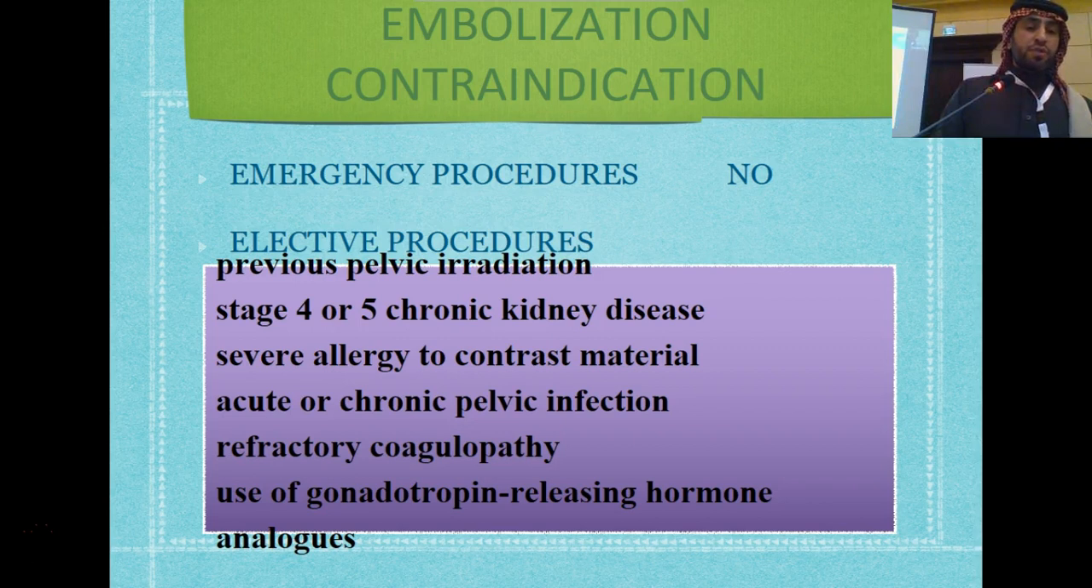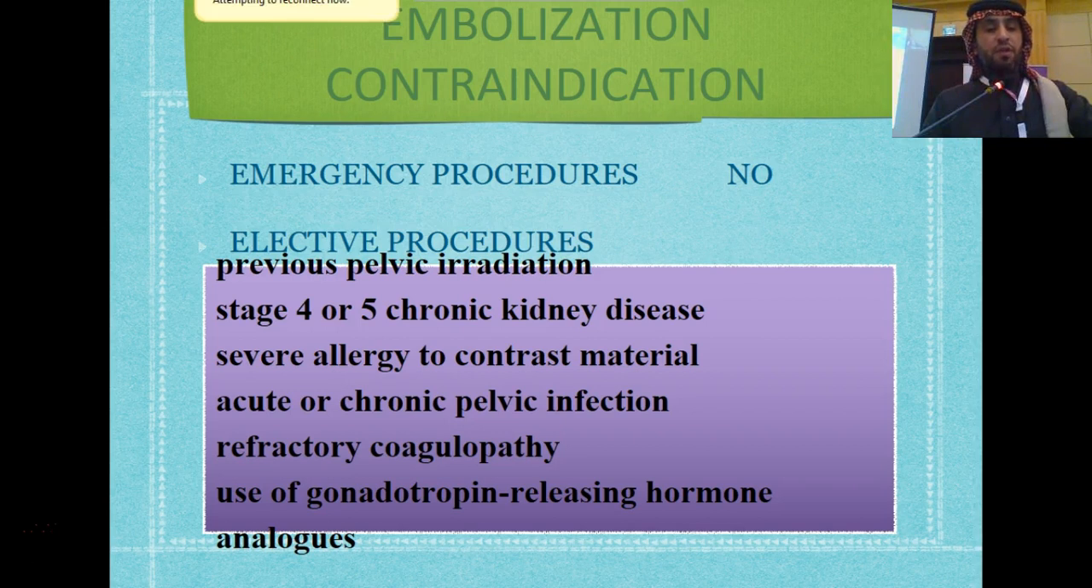But for elective procedures, there is a list of contraindications, like previous pelvic radiation, for instance, because it increases the risk of complications like necrosis, kidney disease, allergy, especially severe allergy to contrast, ongoing infection, abnormal coagulation, or if the patient is receiving gonadotropin releasing hormone analogs, because it causes spasm, so it might fail our procedure.